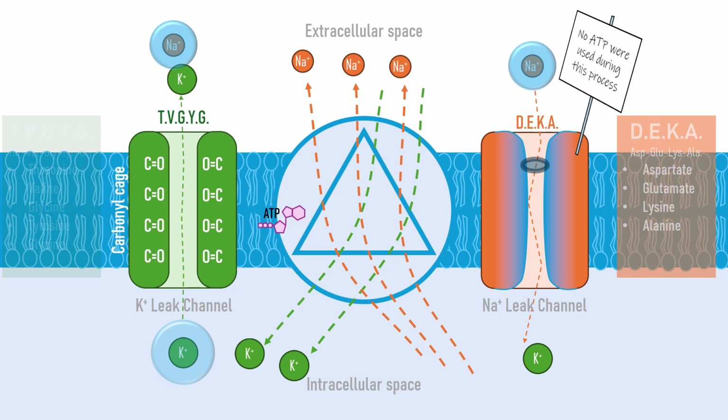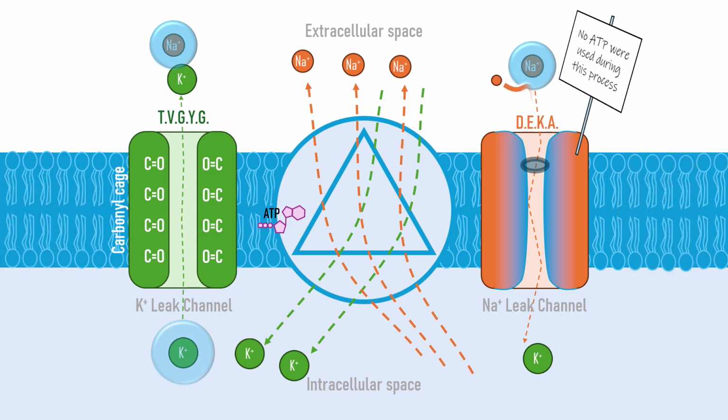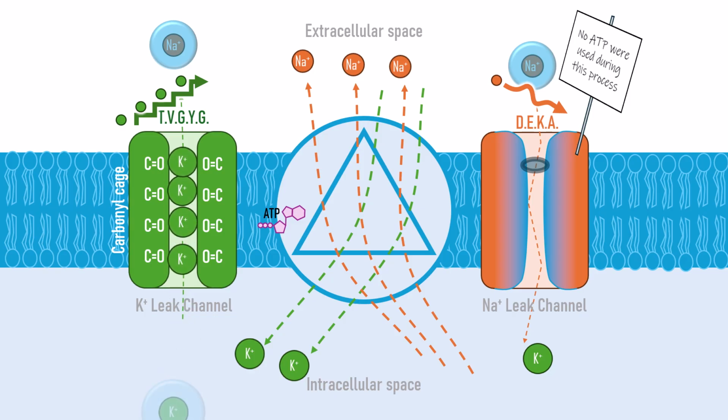In DEKA channel, the sodium ions flow one by one, never in bulk, while in TVGYG channel, the potassium ions move in a multi-ion stepwise knock-on mechanism. There are 4 binding sites, usually marked S1 to S4, and as a new potassium ion enters the cage, it repels the one ahead, which then repels the next one. Thus, all ions shift one step forward. This process is extremely fast, moving up to 100 million ions per second. Comparably, the continuous flow of sodium ions through DEKA channel one by one is 5 times slower.